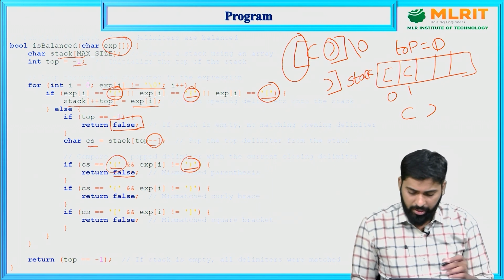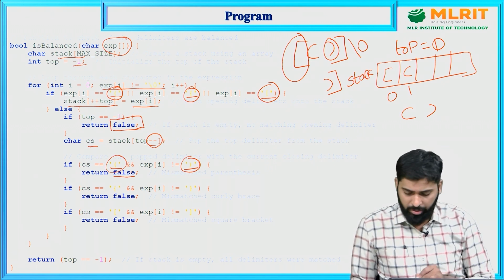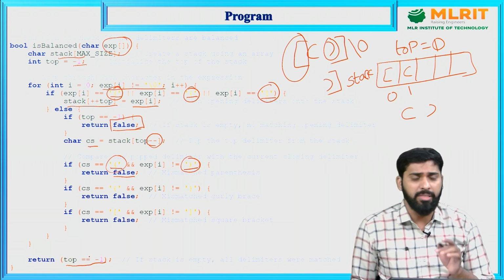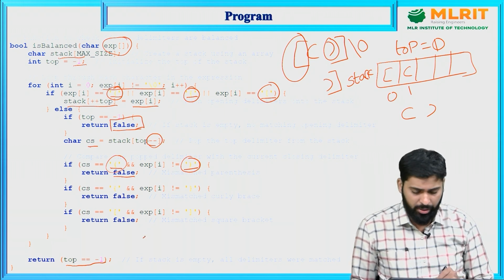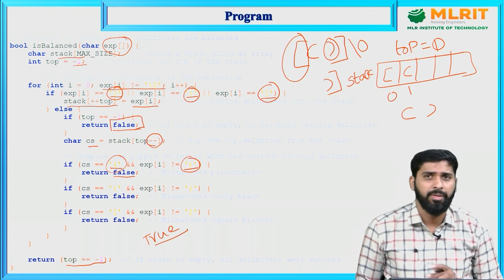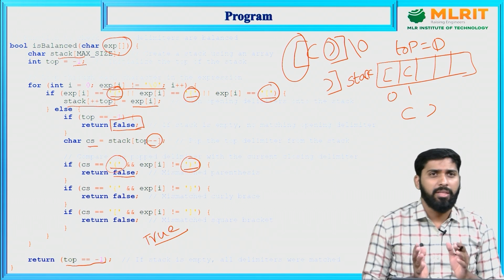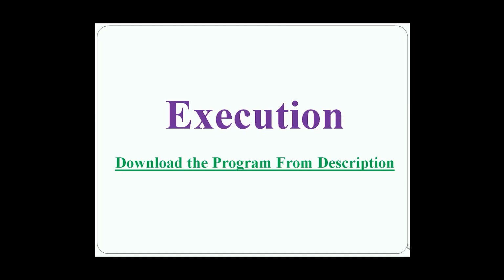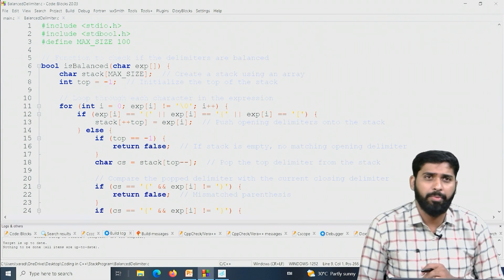At the end of the iteration, we are going to check if top equals -1. That means we consider this as true. We will see the entire program in execution. I hope you all understand the algorithm and the function. So, now we see the execution of the program.